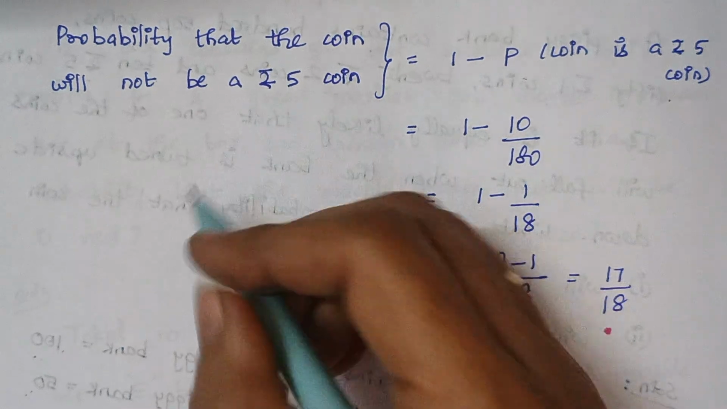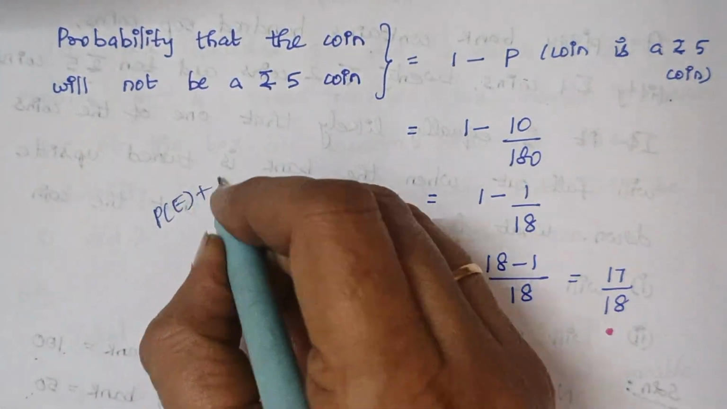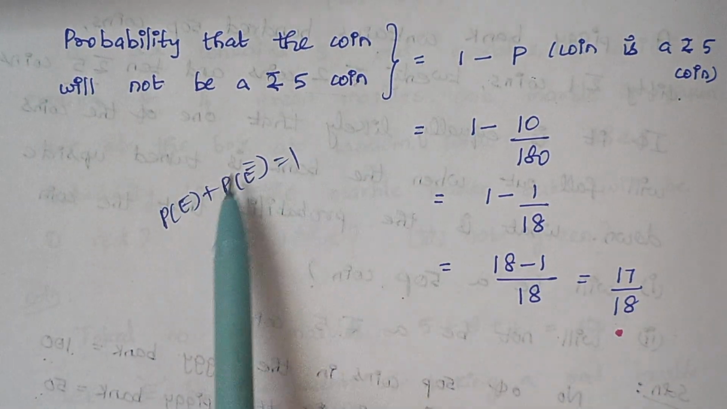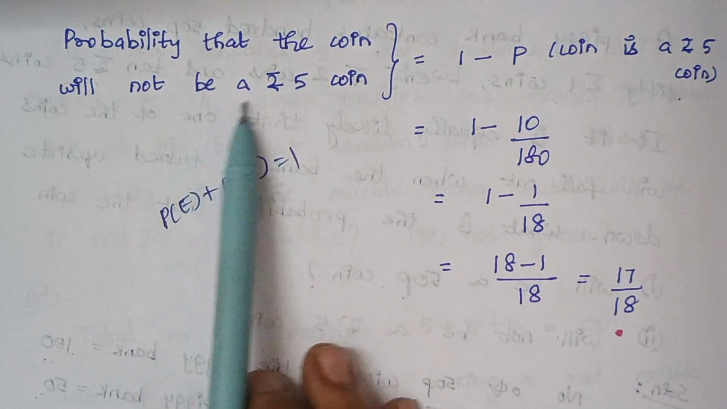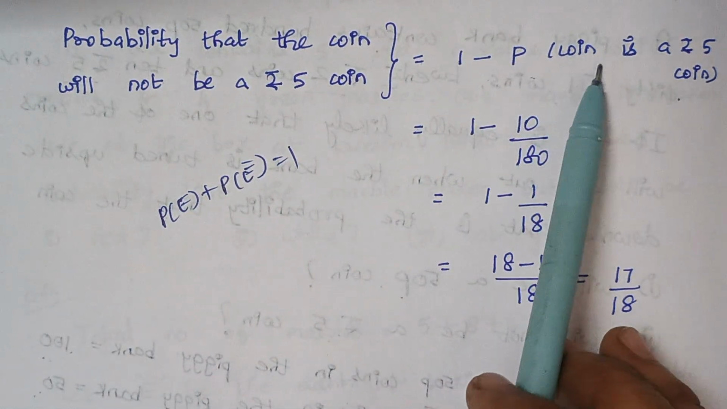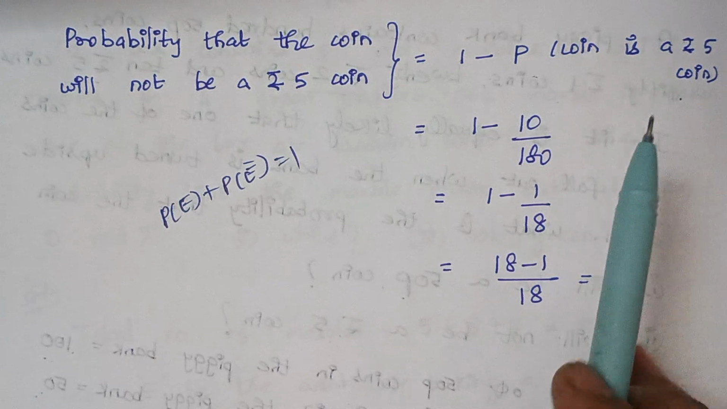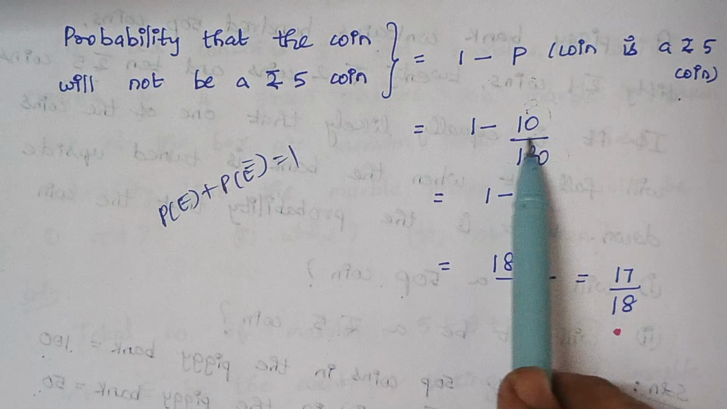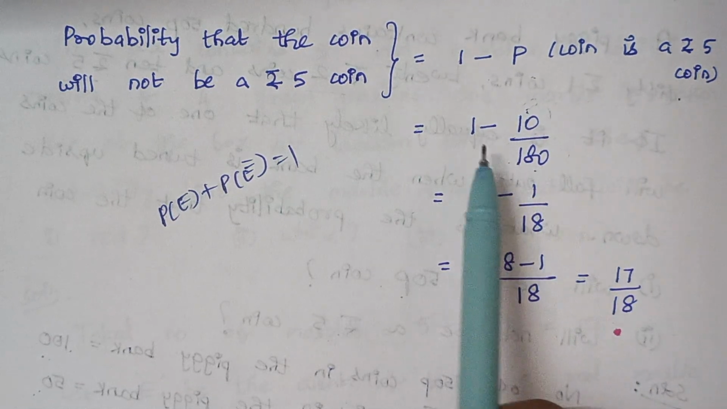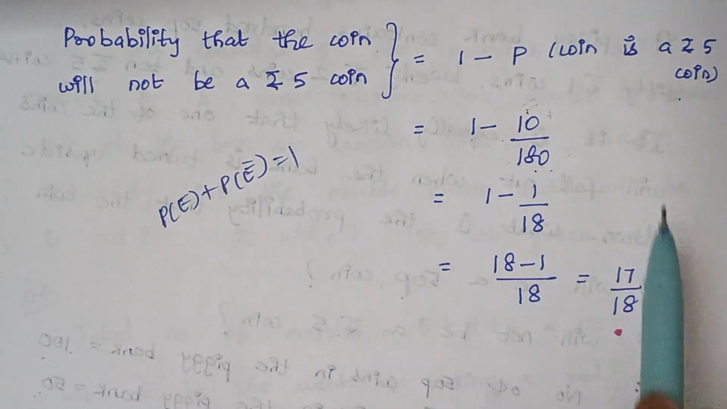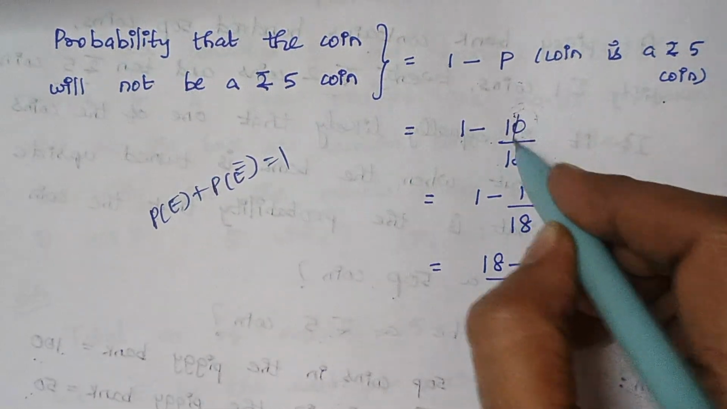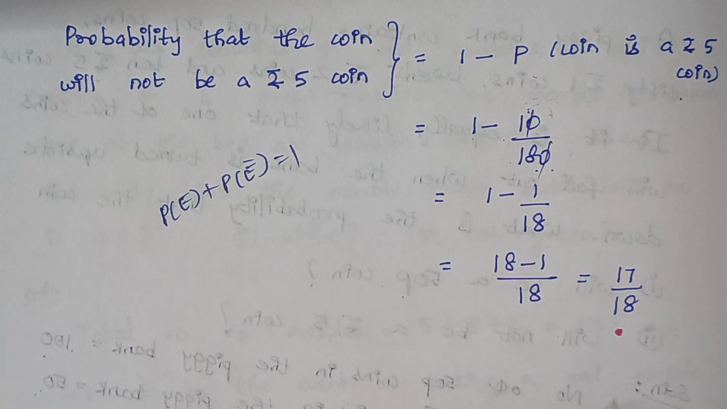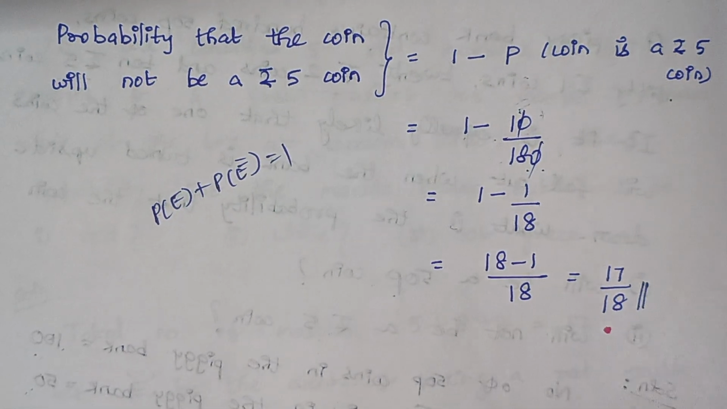Am I making sense here? Again the same thing: the probability of an event happening and not happening always adds up to 1. So the probability that the coin will not be a 5 rupee coin is 1 minus the probability that the coin is a 5 rupee coin. How many 5 rupee coins do we have? Only 10, out of 180 in total. So 1 minus 10 by 180, the zeros cancel, 1 minus 1 by 18. When you take the LCM, we end up with the answer 17 by 18.